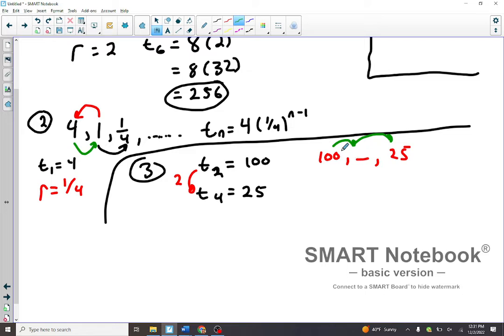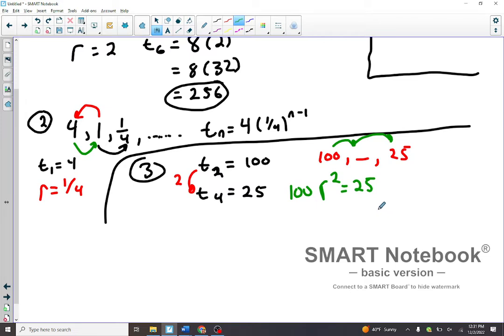So in this case, I know my R happens twice, or I multiplied R twice to get from 100 to 25. So what you're going to do is 100 times R squared equals 25, because 100, R times R gave you 25. So you would only do this.